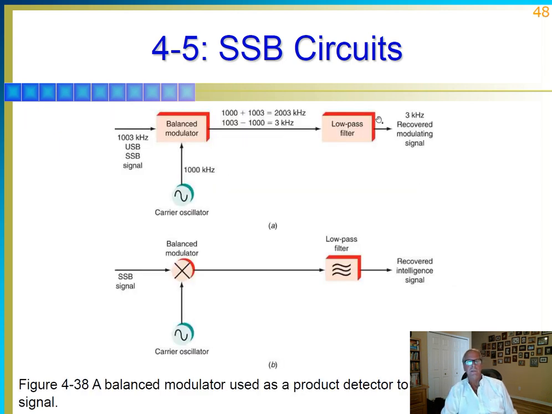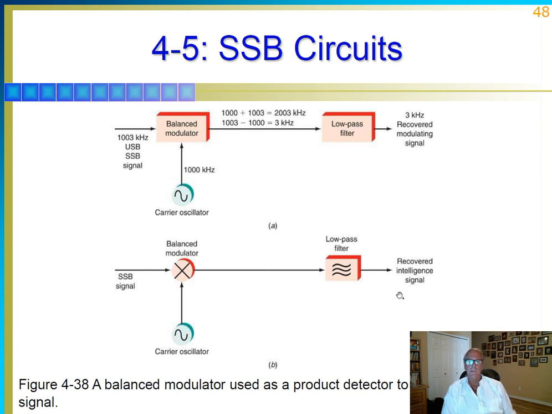So here are some SSB circuits again. This is basically what we were just looking at. We have a balanced modulator, and that generates everything. Then we have a low pass filter to get the 3 kilohertz modulating signal. We have an SSB signal coming in here and a low pass filter to recover the intelligence signal. So we can use this as a product detector to demodulate an SSB signal that way.